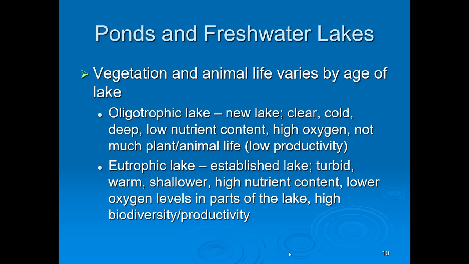Vegetation and animal life varies by age of the lake. So here's what I mean. There are 2 types of lakes that you need to know about. You can put this under the relative productivity section of your notes. New lakes are called oligotrophic lakes.